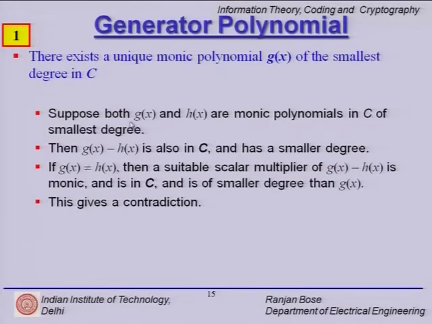Why? Because g of x is a valid polynomial. You multiply it with 1, it should give itself, and any multiplication with a polynomial of g of x should give you a valid code word polynomial. So, g of x is valid and h of x is another candidate. So, the difference of these two should also be a valid code word polynomial. Therefore, we say that g of x minus h of x is also in C. But please note, both of them are monic, and if you subtract them, then the degree goes down, and therefore, we violate this smallest degree constraint. So, this gives a contradiction.